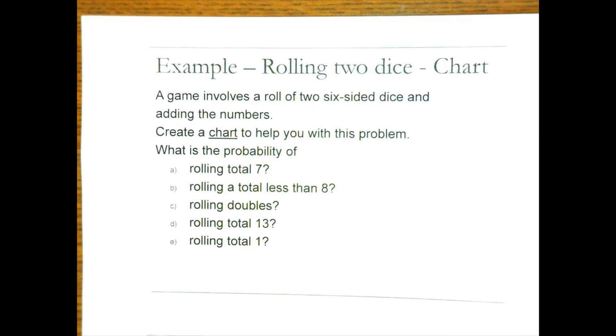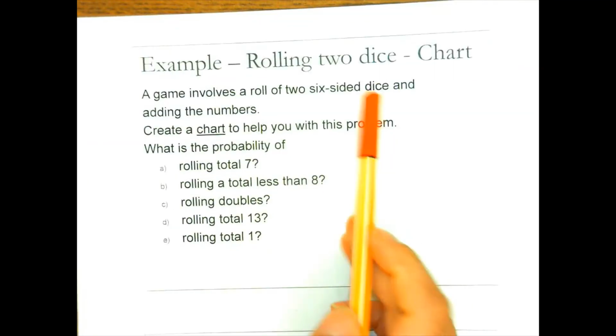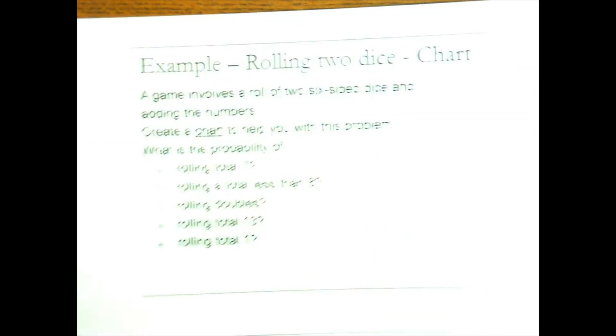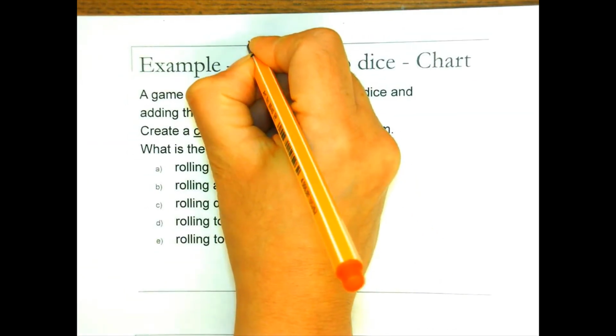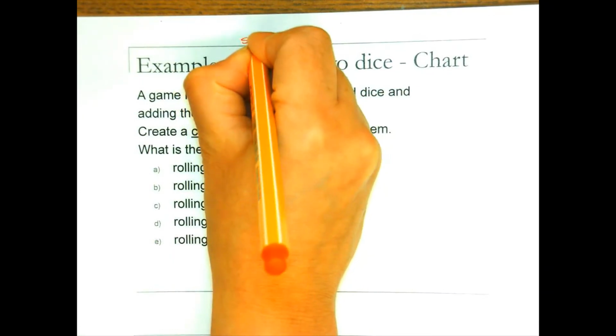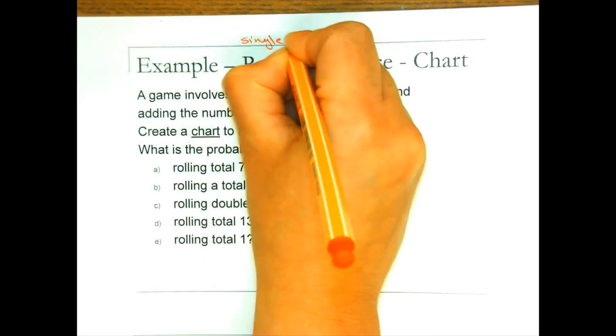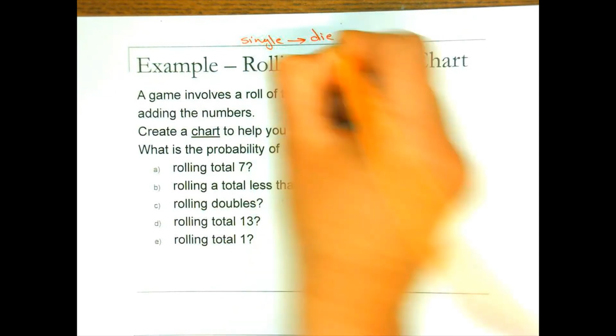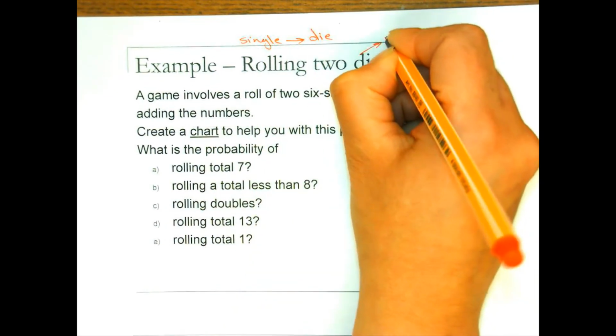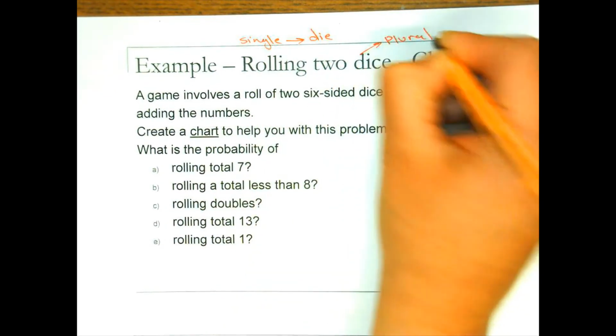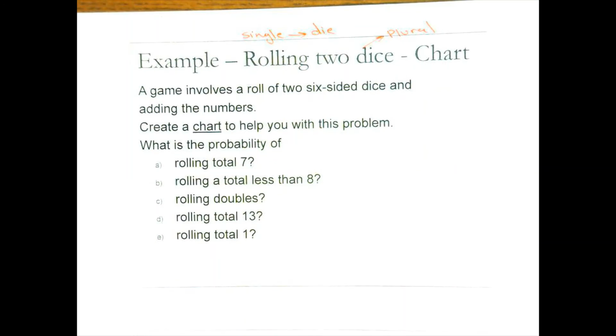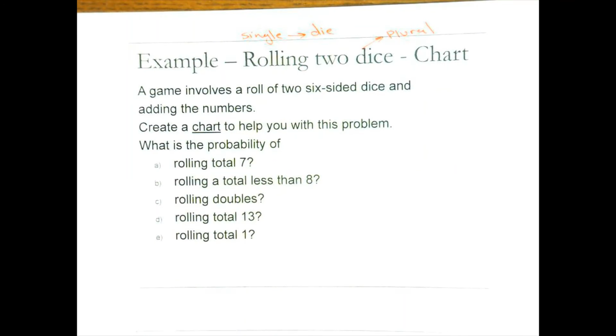Now this time, instead of working with 1 die, we are working with 2 dice. And please remember, when it's a single word, it is die. When you have more than 1, the plural is dice. Okay? So please keep that in mind.